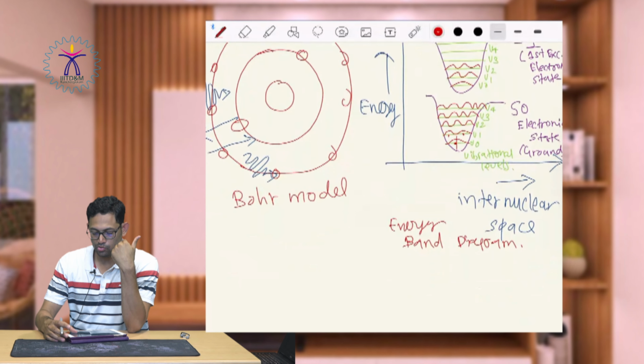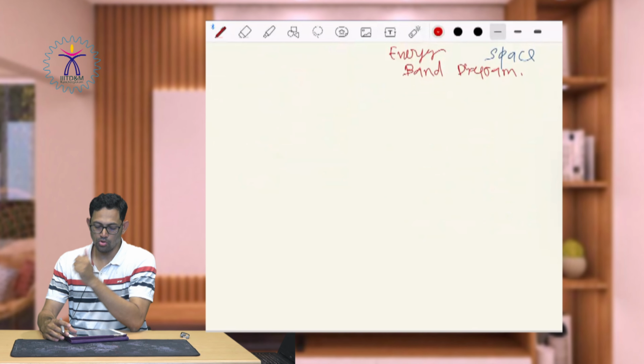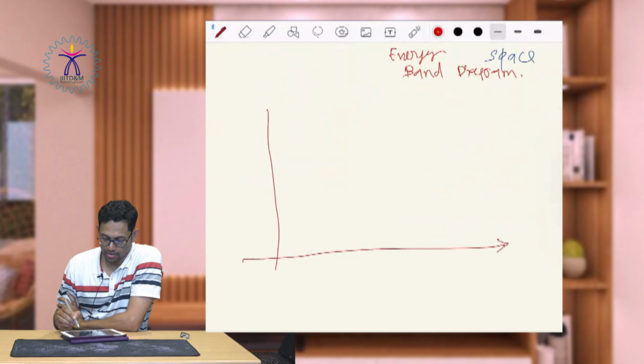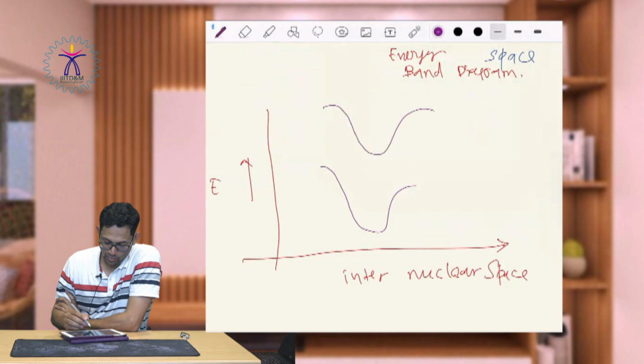Let us use the information that we learned right now on the energy band diagram, and from there let us understand how we can talk about different kinds of spectroscopy. The simplest kind of spectroscopy, as you can see, you can describe in terms of energy. So again, let us draw this energy band diagram. Okay, so this is internuclear space. This is the energy, and again I draw these wells. And then I draw these levels.